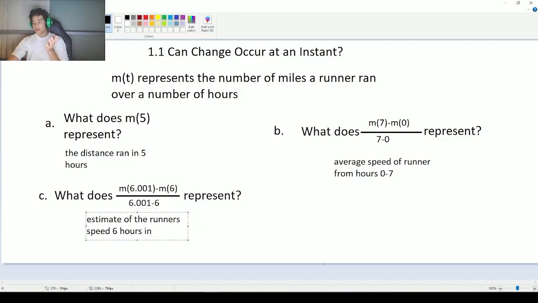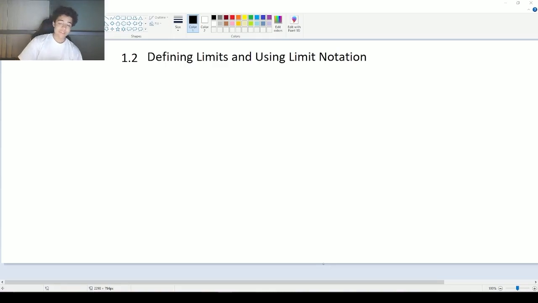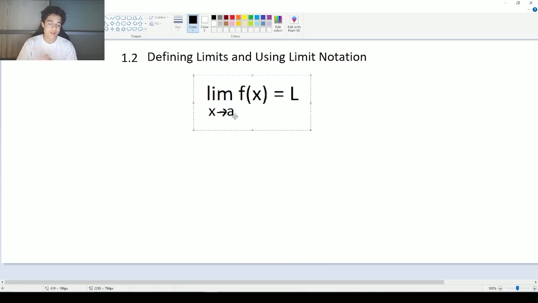Next up, we have defining limits and using limit notation. So what is a limit and what is limit notation? Limit notation is this right here: limit of f of x as x is approaching a equals L. This is how you read this. The arrow means approaching, f of x is your function, and L is going to be a value.